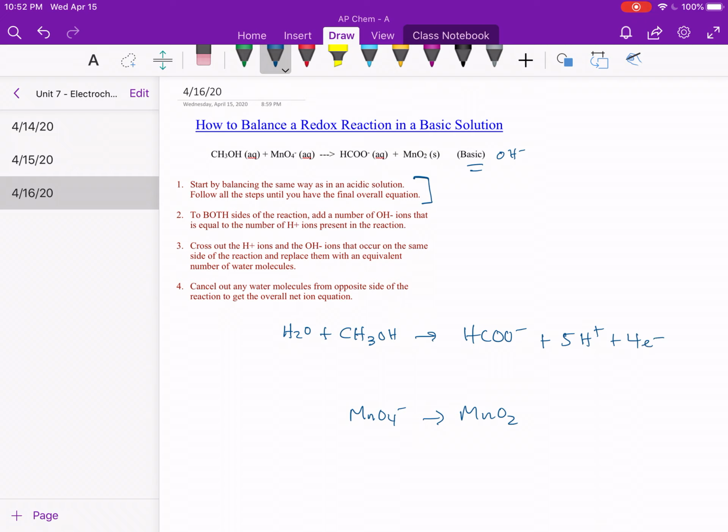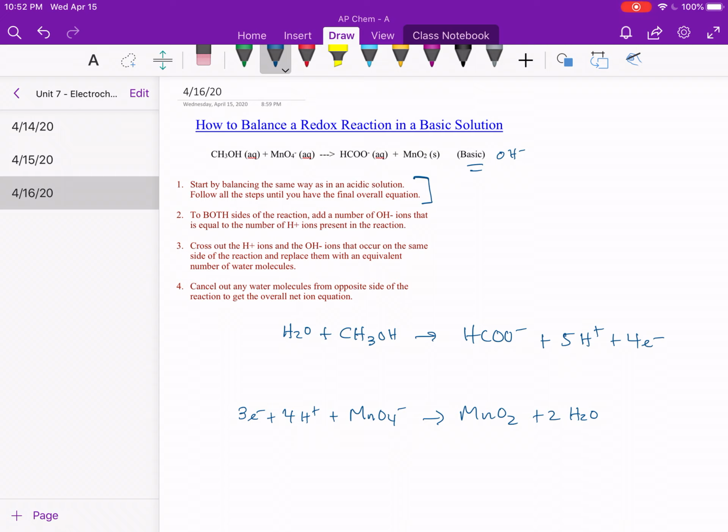Okay, now we have to balance the other one. To do that, again, our Mn's are balanced, so we need to add 2 waters to the right side, and that causes us to have to add 4 H pluses over here, and now we have to balance our charge. So we have really a +3 on the left, a 0 on the right, so we're going to have to add 3 electrons over here. So now our half reactions should be balanced.